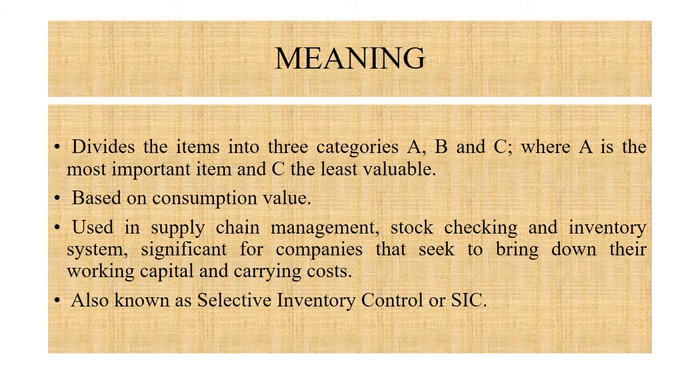ABC analysis is an approach for classifying inventory items based on the item's consumption value. Consumption value is the total value of an item consumed over a specified time period, say for example a month or a year. The approach is based on the Pareto Principle to help managers know what actually matters.